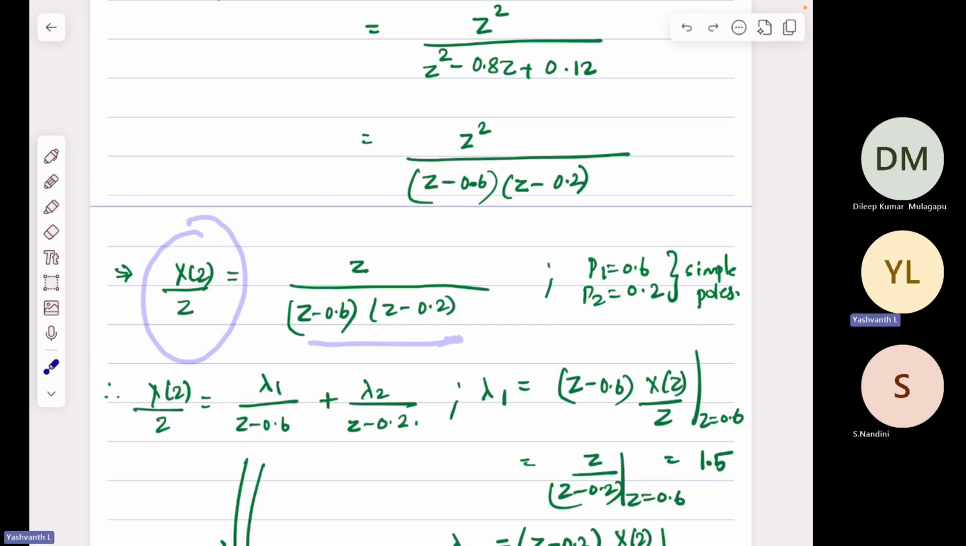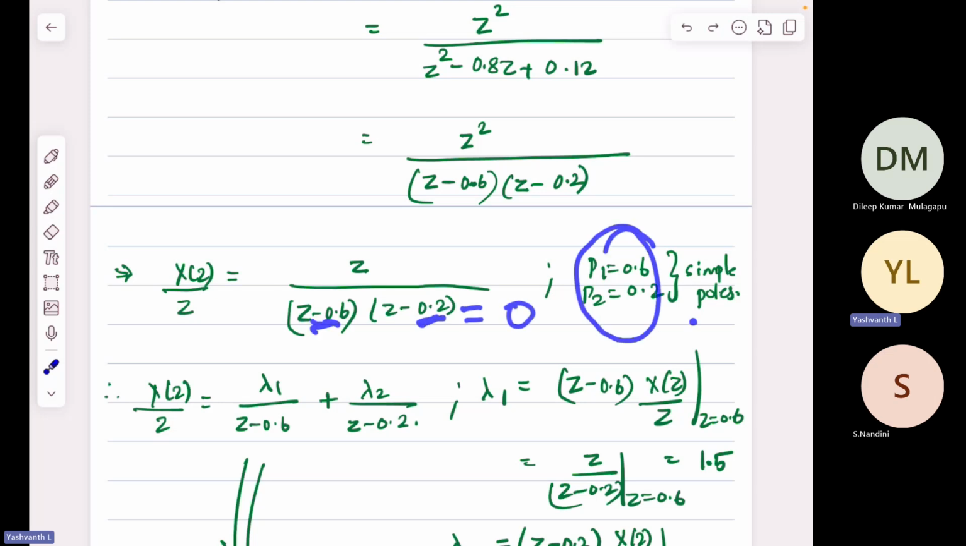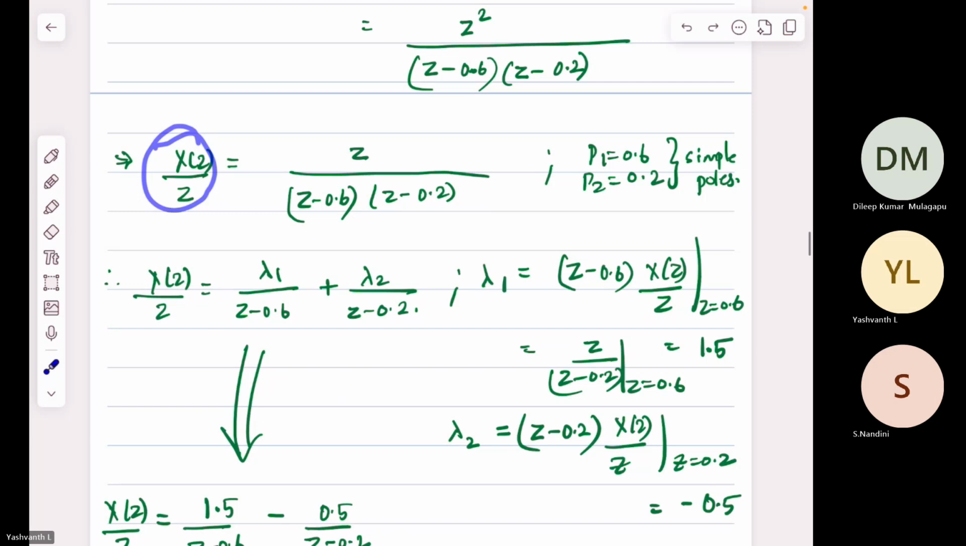Now, what are the poles of the signal? Equate the denominator to 0, which gives z = 0.6 and z = 0.2. These are the two poles. They are simple poles because each term has degree 1 and occurs only once. Therefore, the partial fraction expansion of X(z)/z can be written as a constant lambda 1 divided by (z - 0.6) plus another constant lambda 2 divided by (z - 0.2).